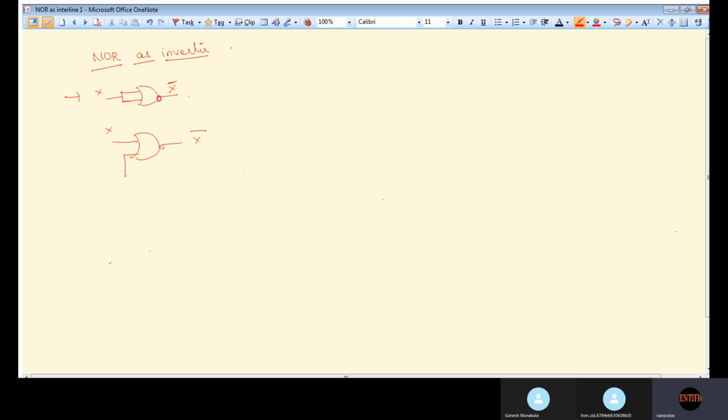See, NOR gate, how it will work as an inverter, you told me. In this case also it will work as an inverter only. But tell me, here should I give 0 or 1? So see the truth table. 0. Yes ma'am, 0. If I am giving 0, I will get the complement of the input. You can see the truth table: 0 0, 0 1, 1 0, 1 1. So the output is 1 0 0 1.